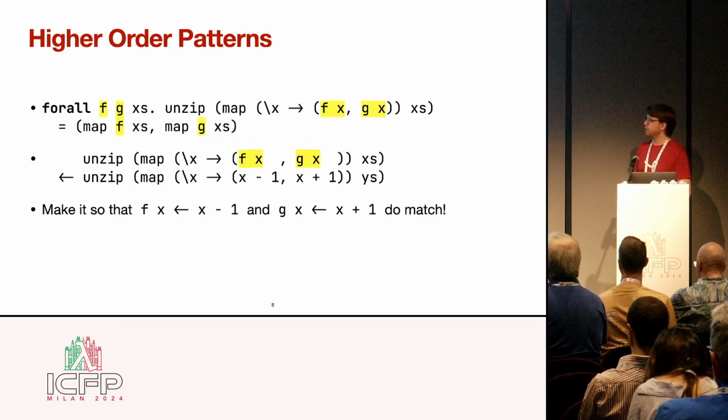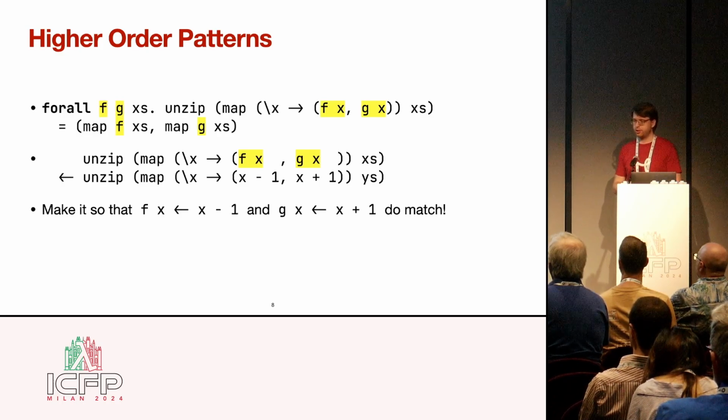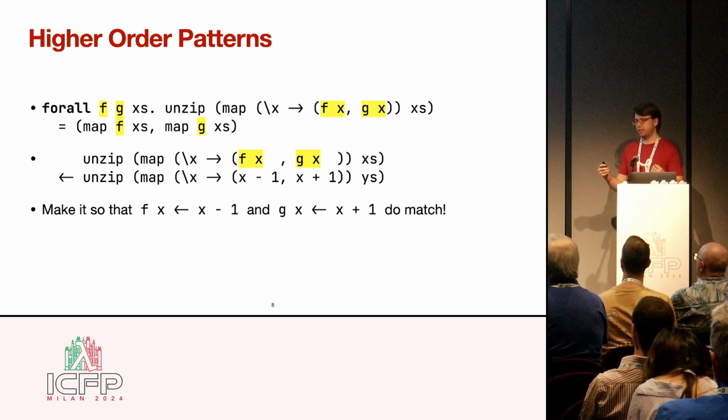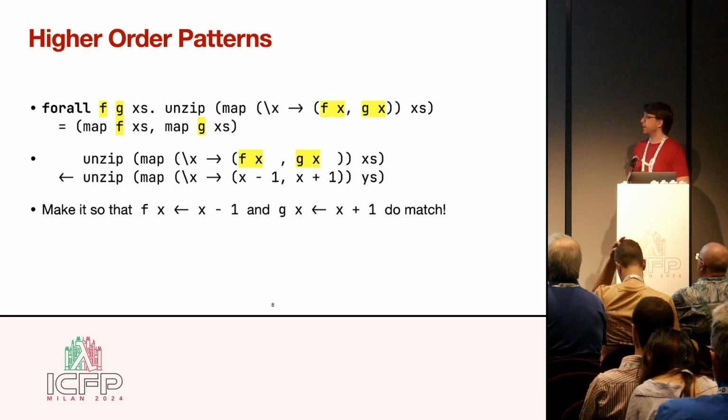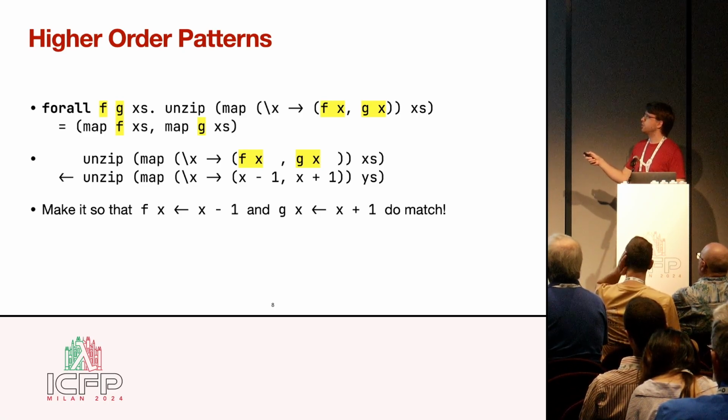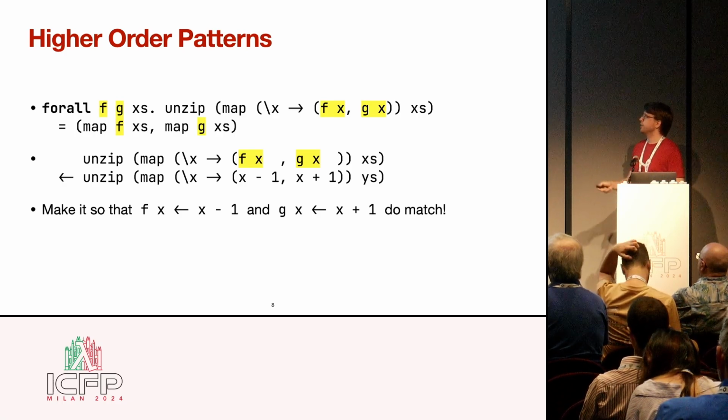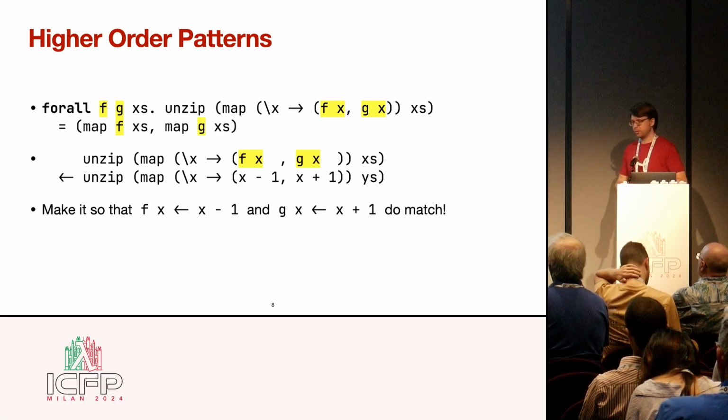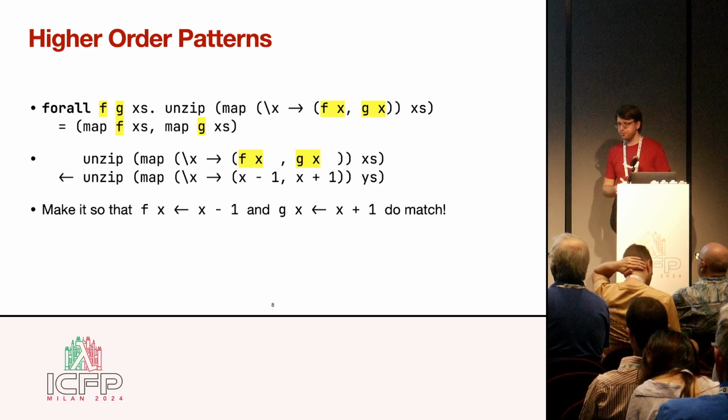So the approach I've chosen is to change these template variables A and B to instead become functions, f and g, and we can now apply the functions to the local variables that we want to allow them to match on.